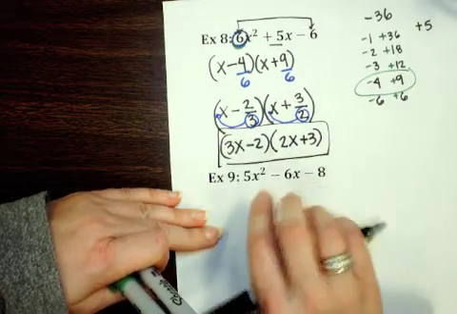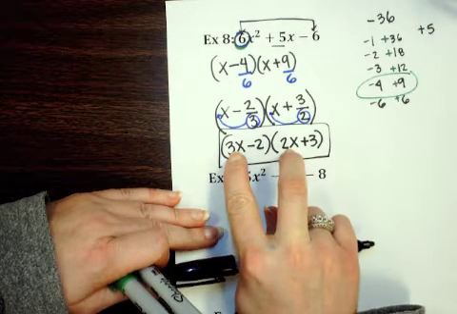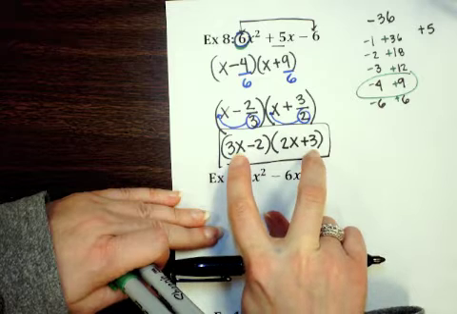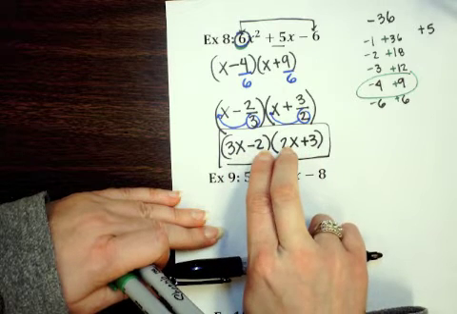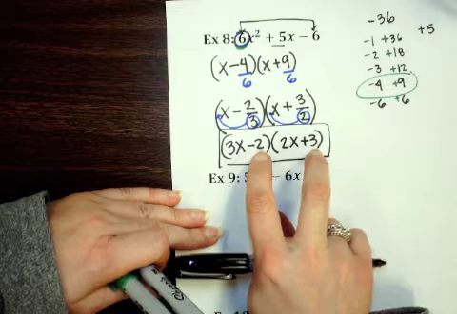Again, feel free to FOIL it. So it's going to be 6x squared plus 9x minus 4x minus 6. And that's what we wanted.